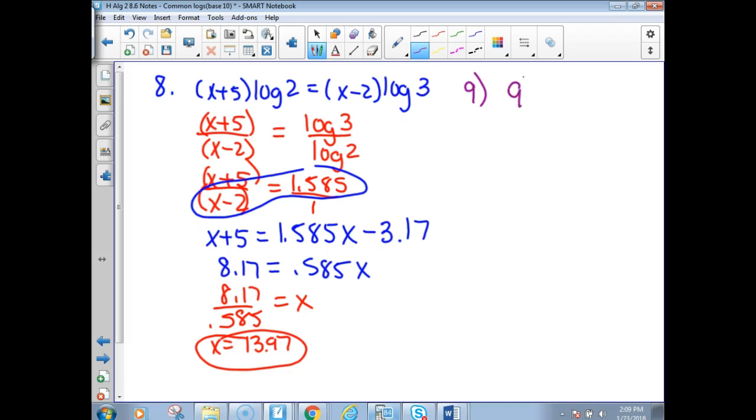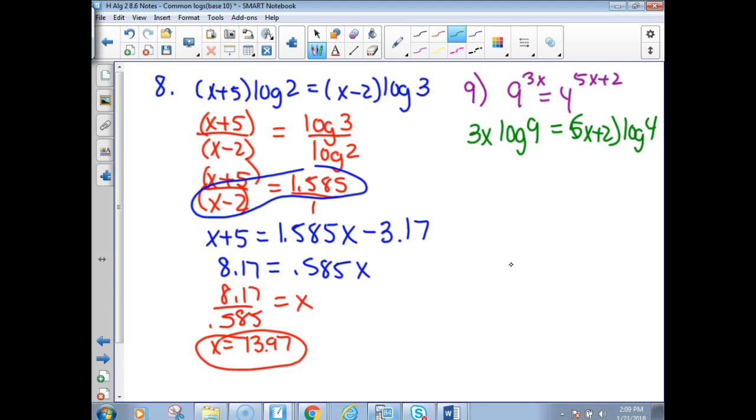9 is 9 to the 3x equals 4 to the 5x plus 2. No way to get those into a common base. If I could, I would, but I can't, so I'd use logarithms to solve for the exponent. So I bring my exponent out front, 3x times the log of 9 equals 5x plus 2, parentheses, times the log of 4.